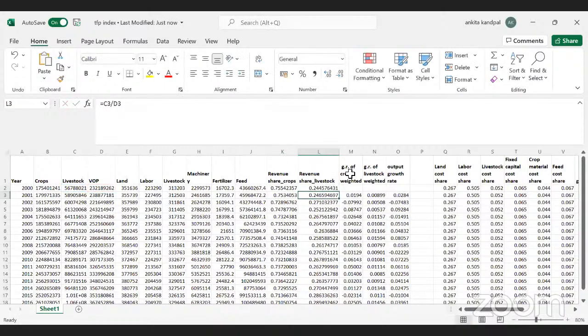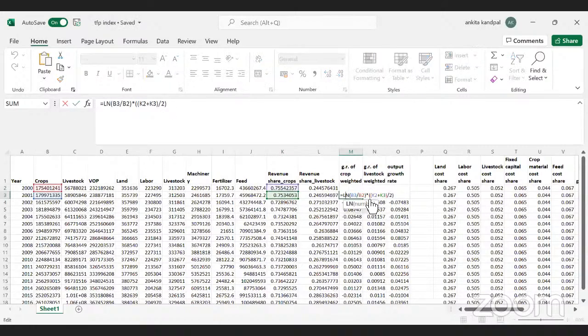Then to get the growth rate of crops, I have multiplied the revenue share by the logarithm of the value of production of crops, like the log of the value of production of crops for 2001 divided by the value of production of crops of 2000, multiplied by the average of the revenue share of crops from the years 2001 and 2000.